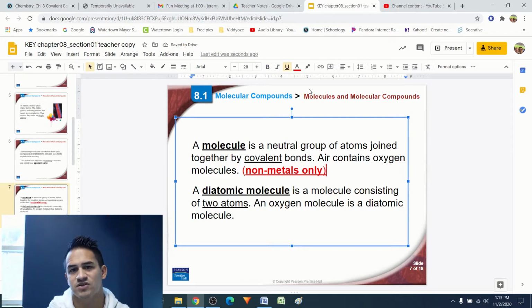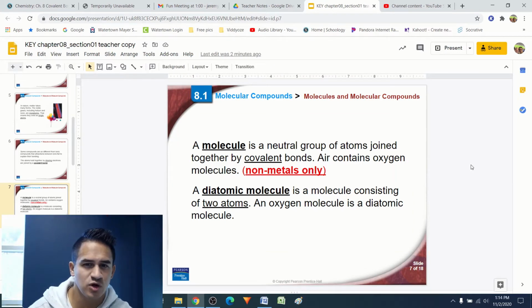Molecular compounds form between nonmetals only. We will not be dealing with metals in this chapter. So if you remember from the periodic table, all the elements that are to the right of the staircase are nonmetals, which there's not that many. The periodic table is majorly going to be metals.